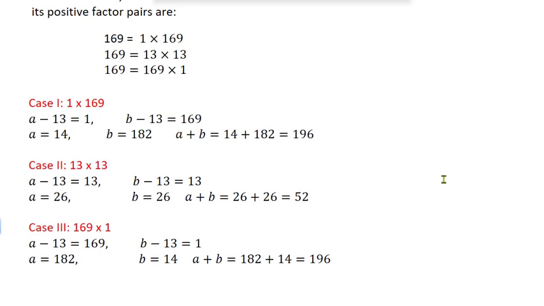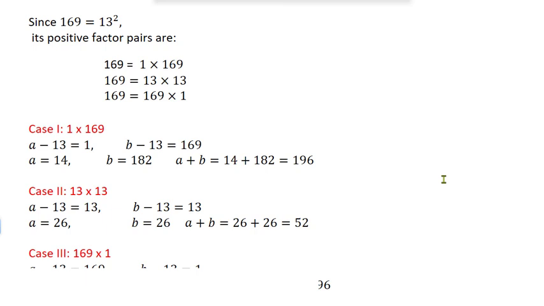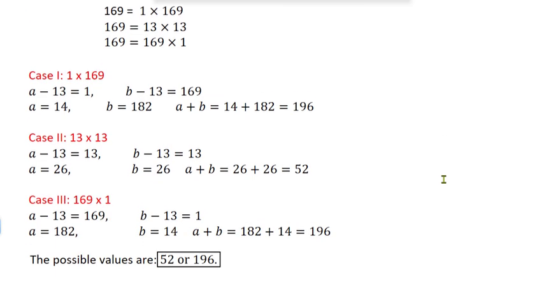So, the crucial point here is the final verdict. When we ask, what is a plus b, the identity isn't just one single unique number. Based on the constraints of positive integers we had, our detective work yields exactly 2 valid answers. The possible values for a plus b are 52 or 196.